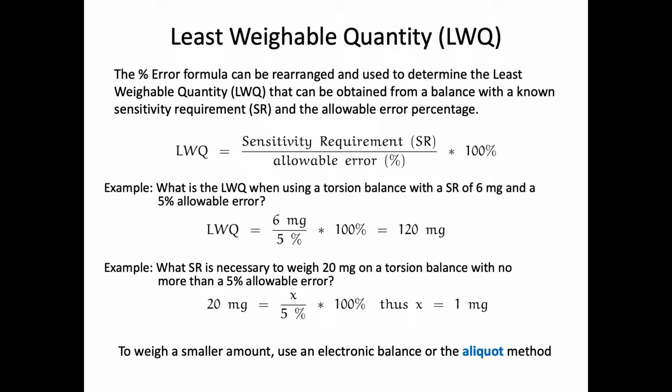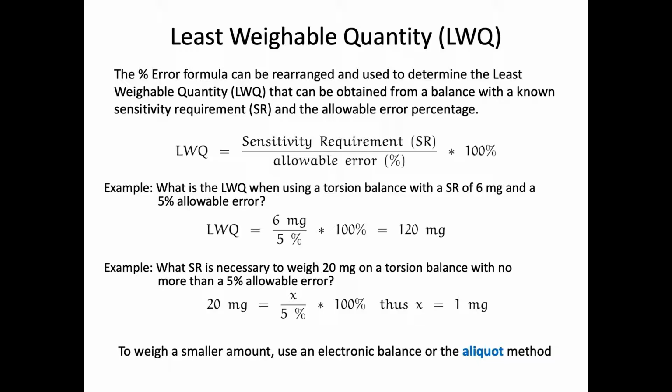We don't want to weigh anything less than 120, because if my balance can be off by 6 milligrams, any weight that I weigh less than 120 milligrams would have more than a 5% error. The least I can weigh is 120. Now, what if I weigh 200? That's fine. You can weigh more than the least weighable quantity. The only thing that's happening is your percent error is decreasing, and that's not a bad thing. The lower the percent error, the better. But if I were to weigh anything less than 120 milligrams, that allowable error would be greater than 5%, and that's not acceptable. All right?